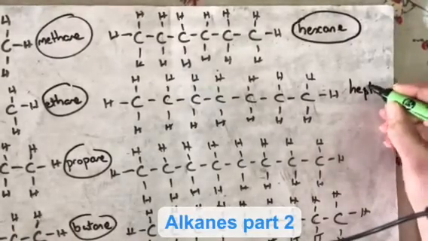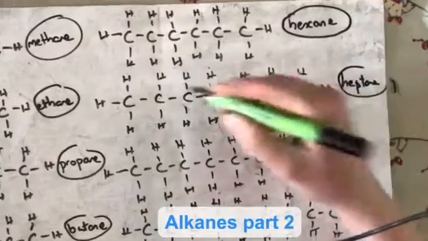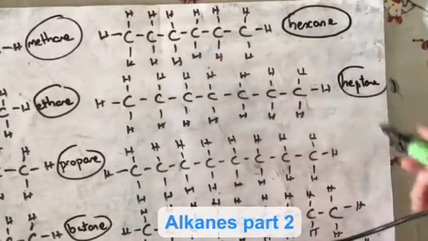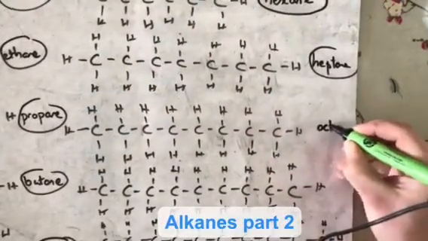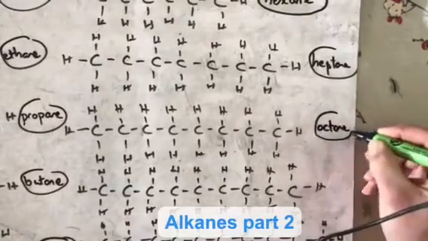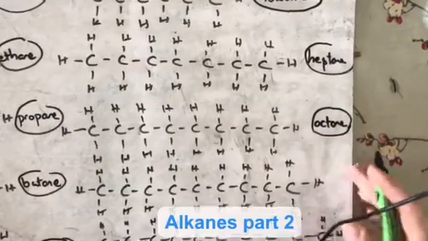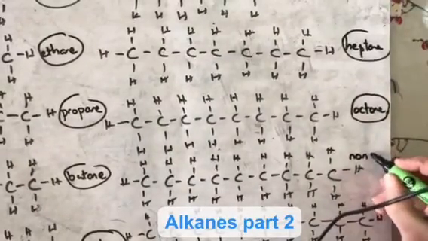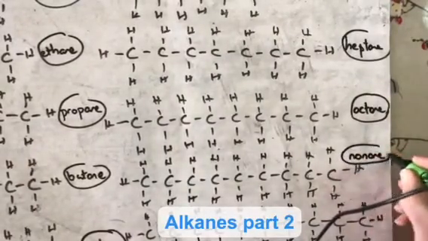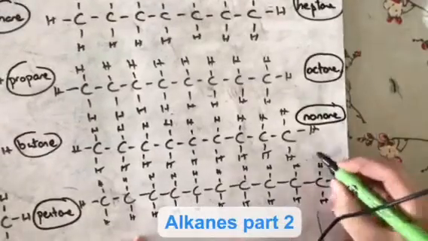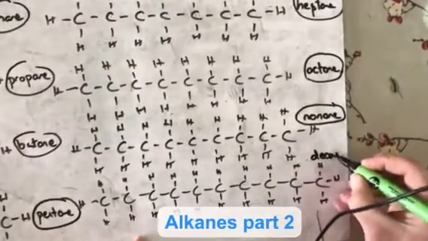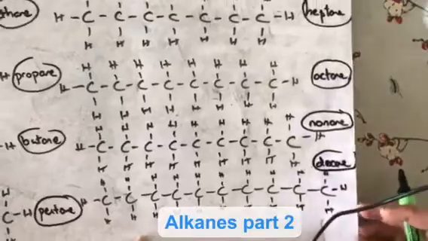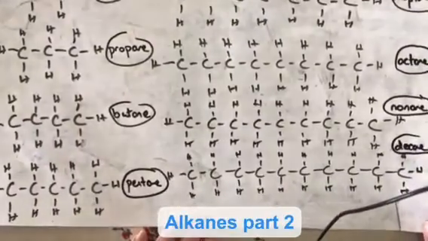Heptane, 7. 1, 2, 3, 4, 5, 6, 7. Okay, octane. You might recognize that from petrol pumps. That's the kind of constituent of petrol. Octane. And this is nonane, which is 9 carbons, and 10 carbons is decane. This is how we draw all of our 10 alkanes, okay?